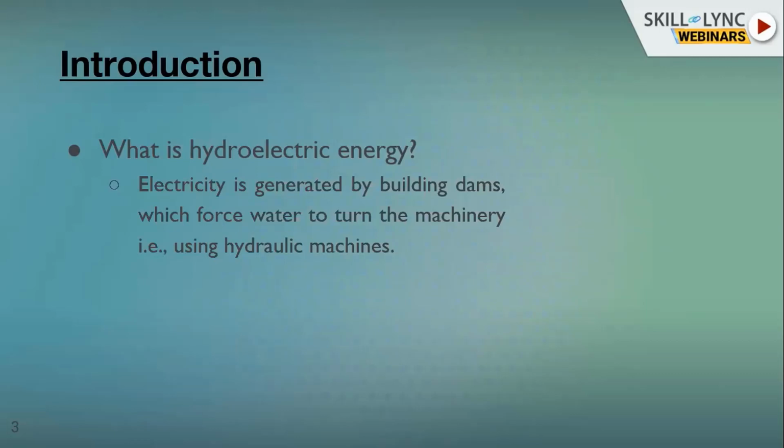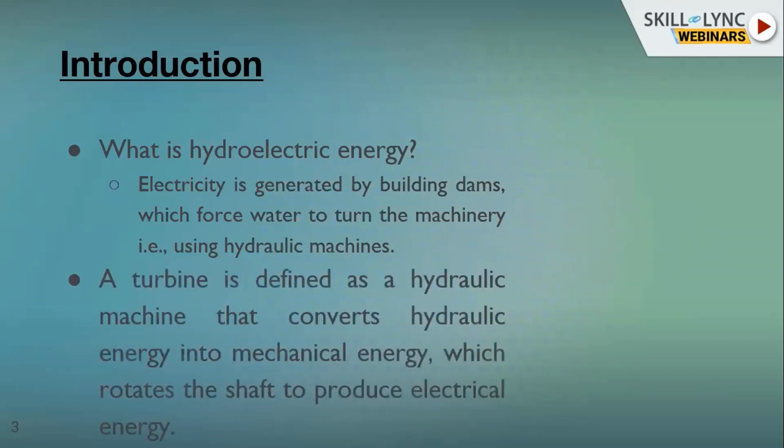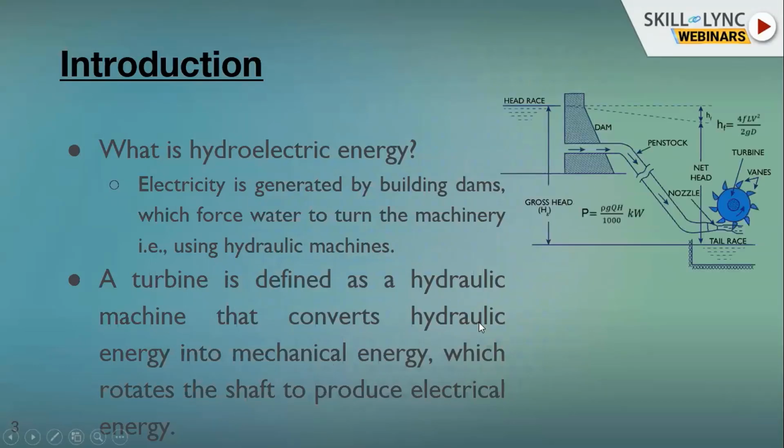Hydraulic machines can also be defined as machines which either convert hydraulic energy into mechanical energy or mechanical energy into hydraulic energy. The machine which converts hydraulic energy into mechanical energy is known as a turbine, whereas the machine which converts mechanical energy into hydraulic energy is known as a pump, which is nothing but a power consumption device. Our topic of interest is power generation devices.